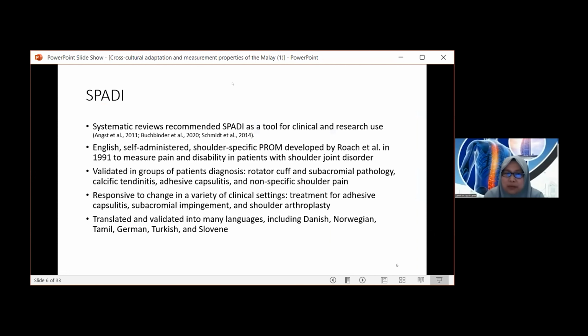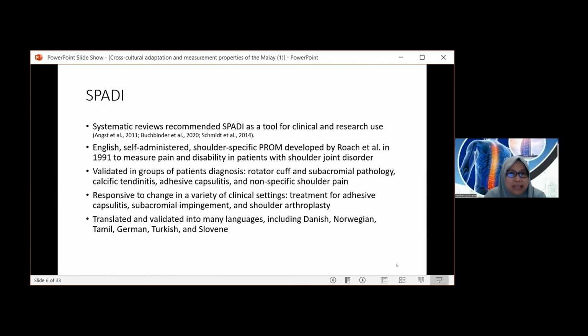There are at least 50 patient-reported outcome measures for shoulder function, with the most frequently referred to and used including the Shoulder Pain and Disability Index questionnaire and the Constant-Murley score. A systematic review concluded that no single shoulder assessment tool was superior to the others, but recommended SPADI as a tool for clinical and research use.